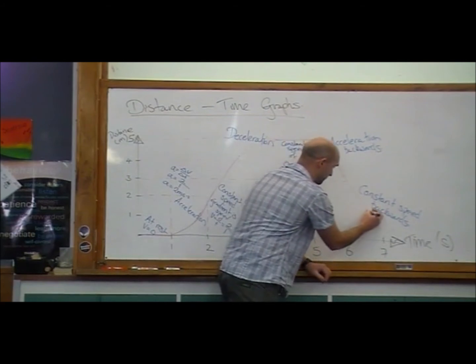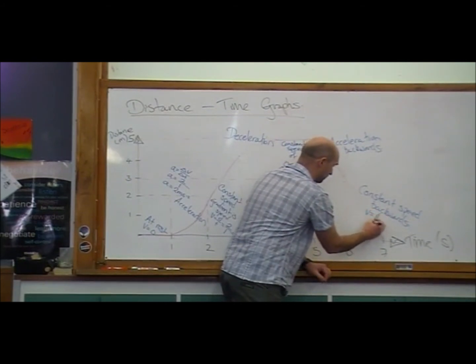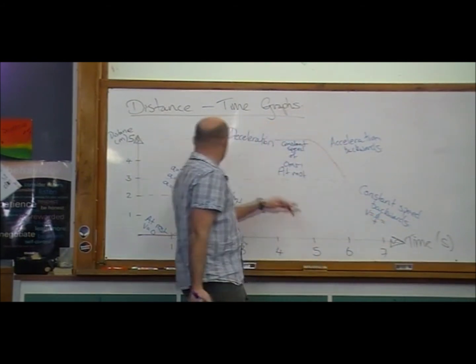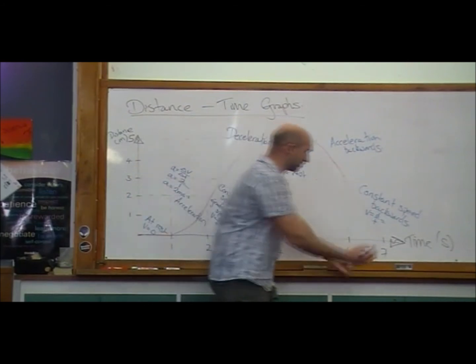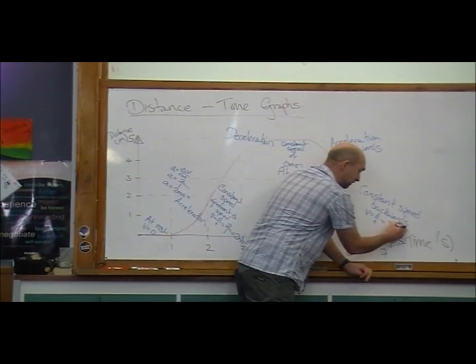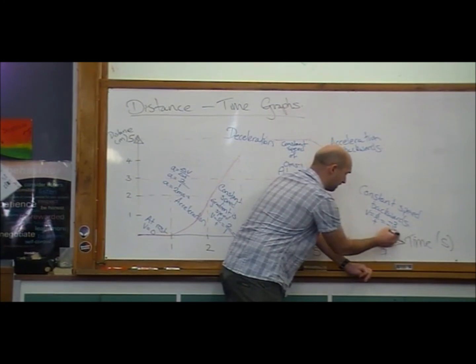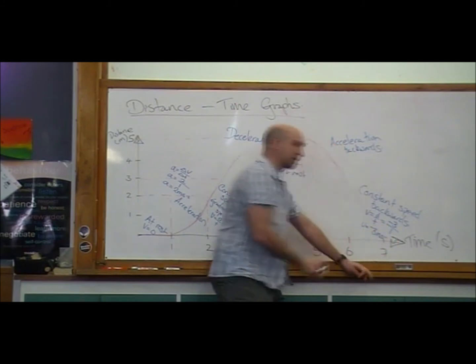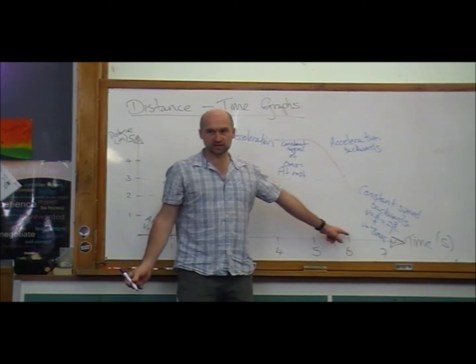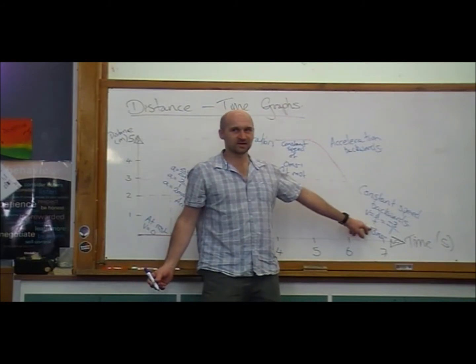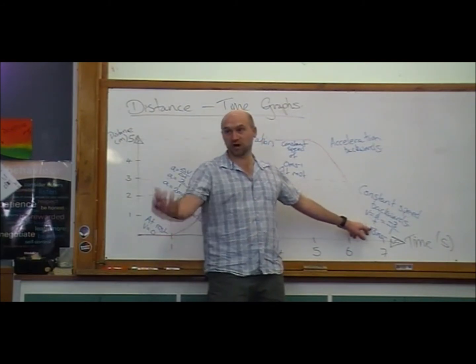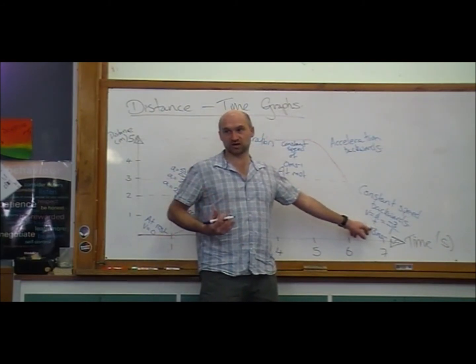And we can calculate the speed by calculating the gradient. So speed is distance over time. Distance has gone from 3 to 0, negative 3. Time has gone from 6 to 7, 1. Speed is negative 3 m/s. What does the minus sign show us? Backwards. Yeah, cool. So the minus sign is showing us about the direction of travel.